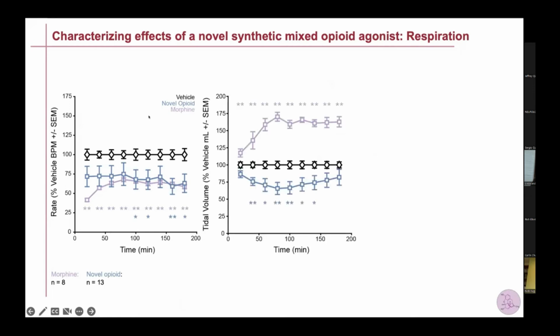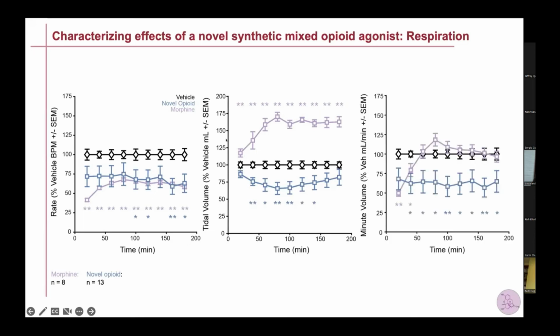Interestingly, morphine resulted in a significant increase in tidal volume over the course of the experiment, whereas the novel opioid continued to show a decrease in this parameter. And this ultimately meant that the opposing actions of rate and tidal volume caused the morphine group to recover their baseline minute ventilation after about an hour, whereas the novel agonist had decreased ventilation throughout the experiment. And so while this drug does seem to have some benefits from pain control, it also consistently results in OIRD.